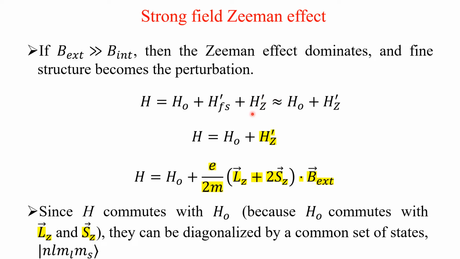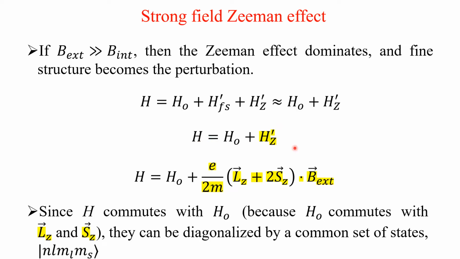Now we have assumed that the external magnetic field is very much greater. So this third term will dominate. We can ignore this second one, that is, the fine structure perturbation. So the total Hamiltonian is equal to H naught plus H prime Z.